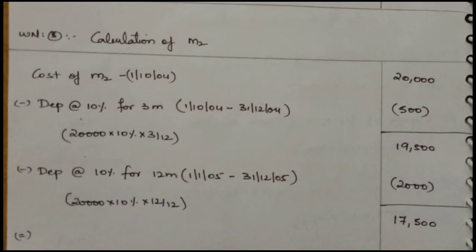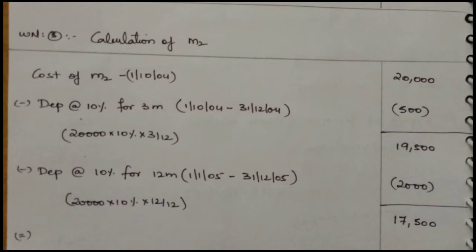So for these 3 months you need to calculate the depreciation, that is 20,000 into 10% for the 3 months, that is 3 divided by 12. You will get the amount of rupees 500. After this, 20,000 minus 500, you will get the net cost of machinery in the balance sheet, that is 19,500 as on 31st December 2004.